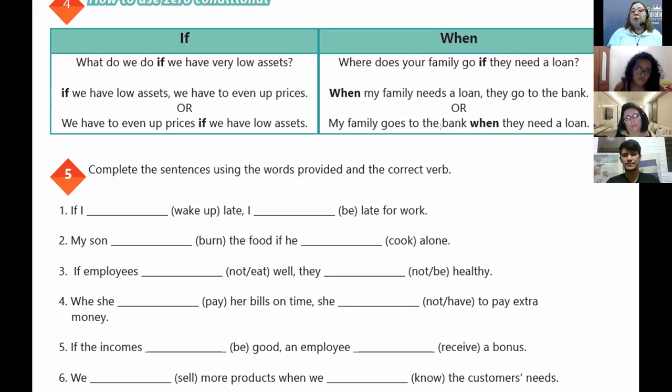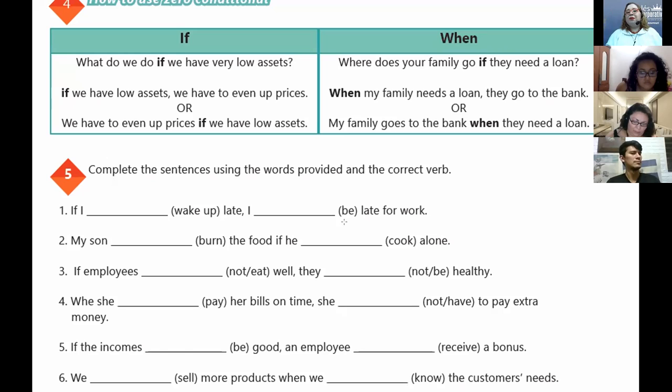My family goes to the bank when they need a loan. Podemos cambiar este when por if. En algunos casos, sí. En este, sí. If my family needs a loan, they go to the bank. Or my family goes to the bank if they need a loan. A medida que vamos utilizando y de acuerdo a lo que queremos expresar, vamos a sentir que podemos utilizar mejor when, que es durante, o if, que es un sí condicional.